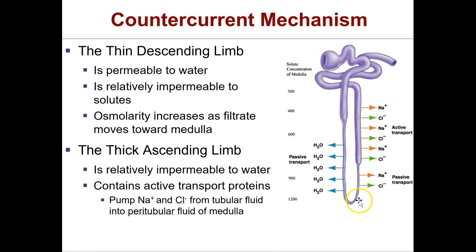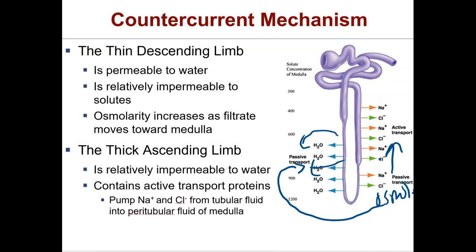And then it makes the loop and it comes up the ascending limb. Well, the ascending limb is impermeable to water, so water won't leave, but it's going to pump salts out, mainly sodium and chloride. So you have all these active transport proteins that are pumping the salt out into the interstitial fluid. Well, when I pump the salts out into the interstitial fluid, that's going to basically increase the osmolarity of that fluid, which is going to be important because that's why water will leave in the first place.